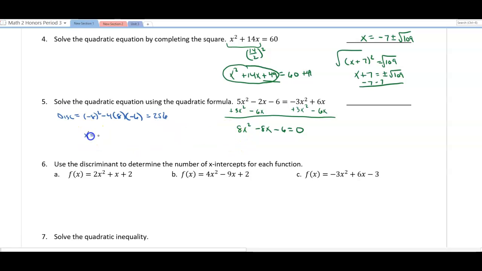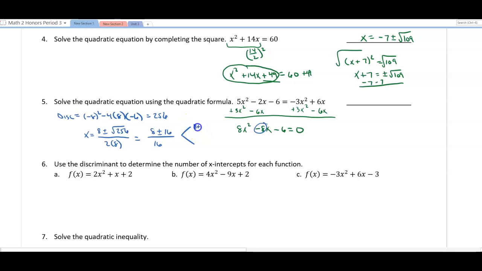So now the quadratic formula: the opposite of negative 8 is 8, plus or minus the square root of 256, all over 2 times a, which is 8. So that gives us 8 plus or minus the square root of 256, which is 16, over 16. Now, this breaks up into two solutions.